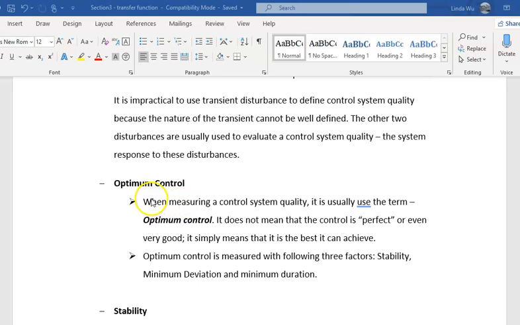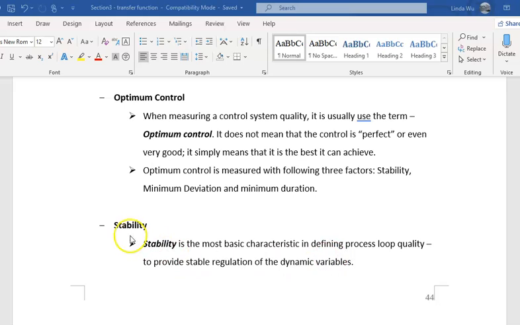And there's optimum control. The definition of optimum basically says this system is not perfect or even very good, but it means that it is the best the control system can achieve. And this optimum control is measured by three factors: stability, minimum deviation, and minimum duration.